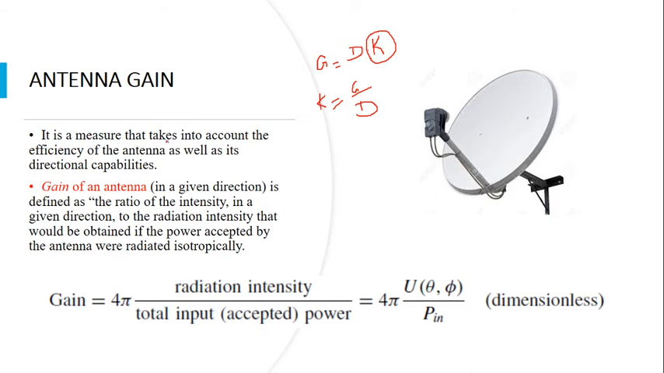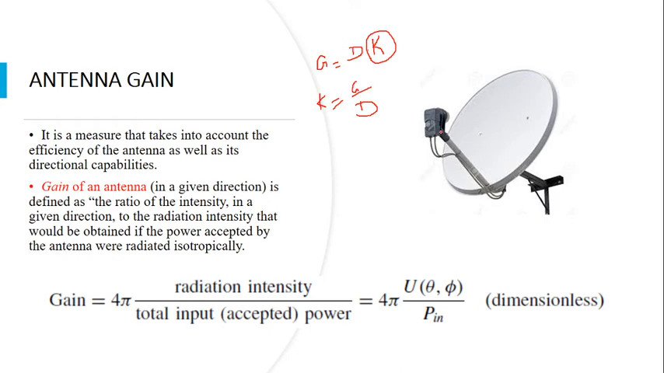So antenna gain is a measure that takes into account the efficiency of the antenna as well as its directional capabilities. And we define it as a ratio of the radiation intensity in a given direction to the radiation intensity that would be obtained if the power accepted by the antenna was radiated isotropically. This is similar to the previous definition. It depends on the directivity factor as well as the efficiency factor. How effectively I am able to absorb a power or transmit a power, that is what we call the antenna gain.